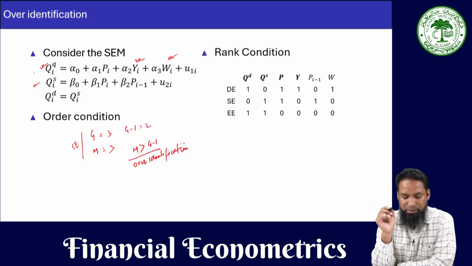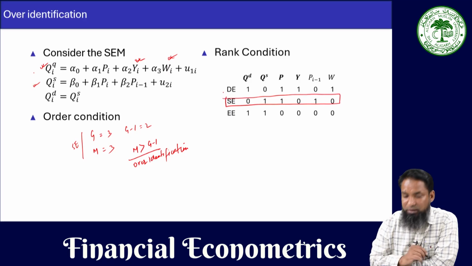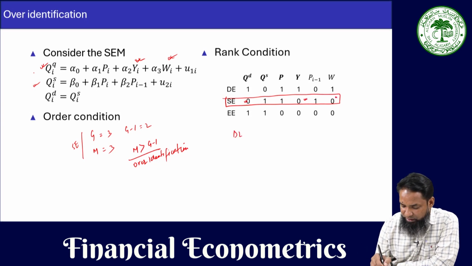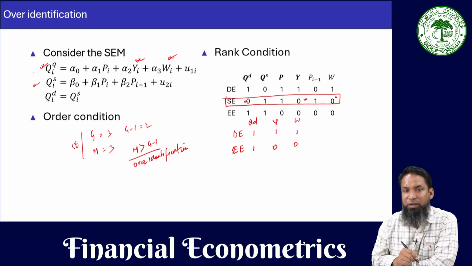Now let us take the rank condition here for the supply equation. First we delete this here. Once we delete it, we have to consider only those columns where we have 0 element in this equation. So we have the demand equation and the equilibrium equation here, and first we will take the quantity demanded column, which will be 1 and 1. Then we will take the income column, so it will be again 1 and 0, and we will take the wealth column, again it will be 1 and 0.